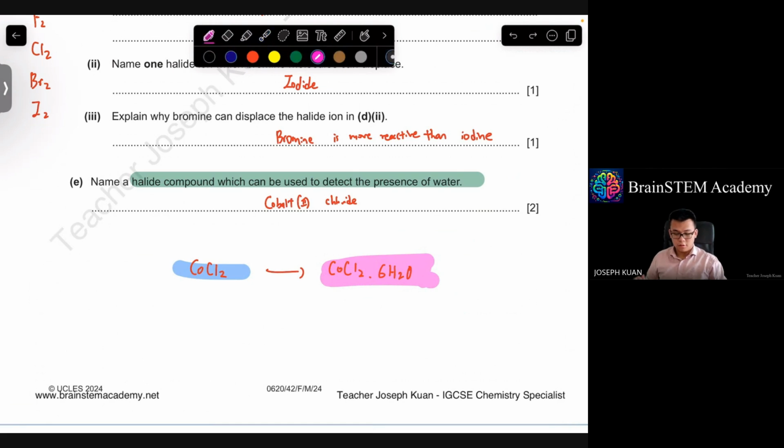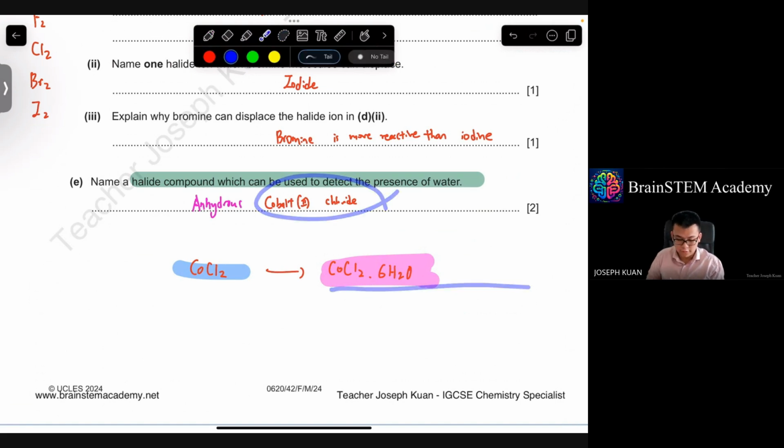Okay, so wait, allow me. Actually, the full name we should call it is anhydrous cobalt-2 chloride. If you want to be more precise, anhydrous form will be more accurate. You can't just use hydrated cobalt-2 chloride. You have to use anhydrous cobalt-2 chloride.